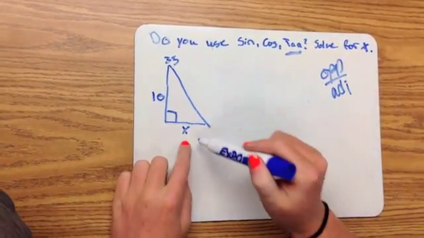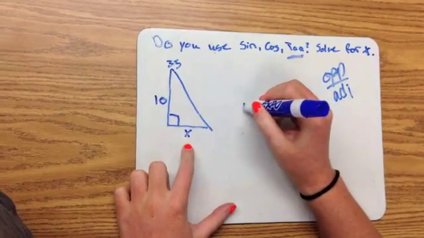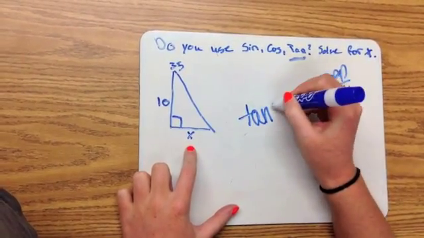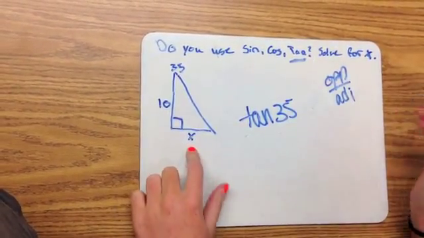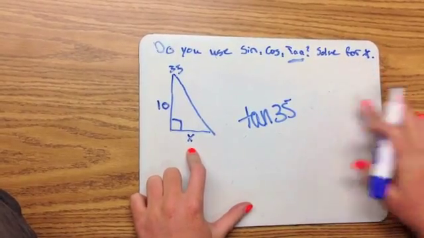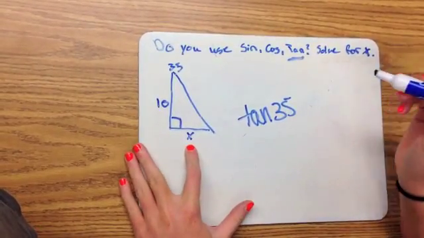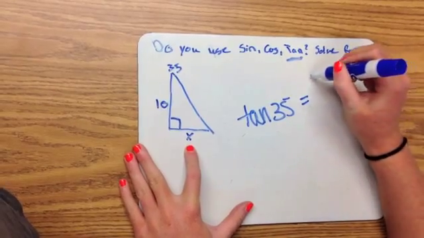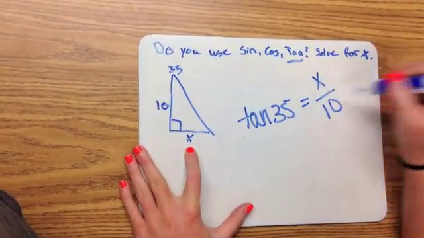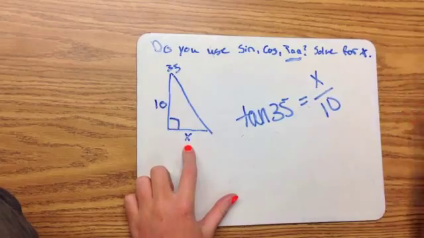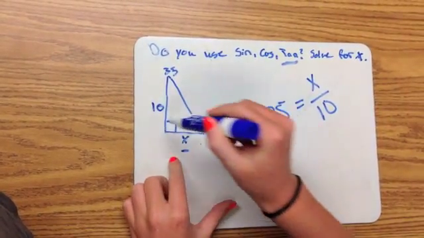Okay, so for this one, I would use tangent because tangent is opposite over adjacent. And so, since this is the opposite, it would be the tangent of 35. I'll erase this so we have room. The tangent of 35 equals x over 10 because it's opposite over adjacent, so opposite is x and adjacent is 10.